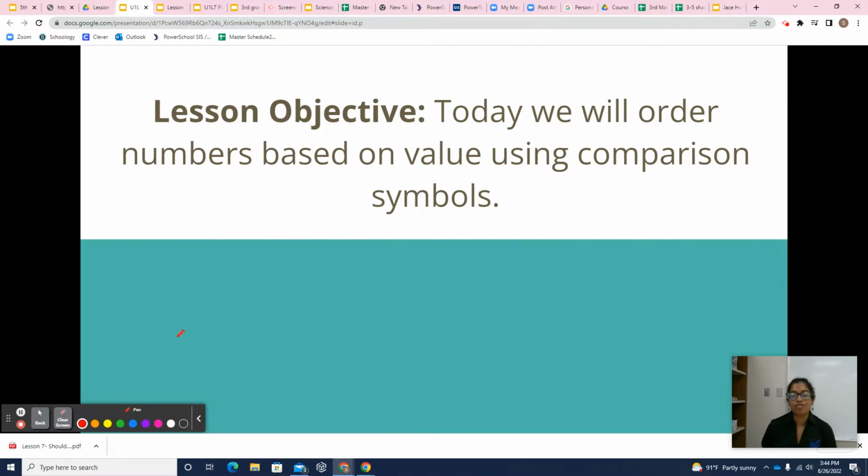Let's get started by going over our lesson objective. So today we will order numbers based on value using comparison symbols. All right, let's go ahead and get started.